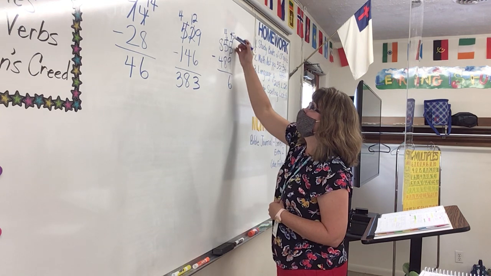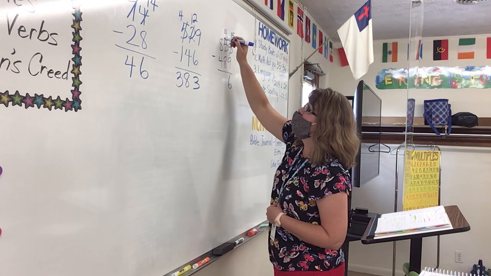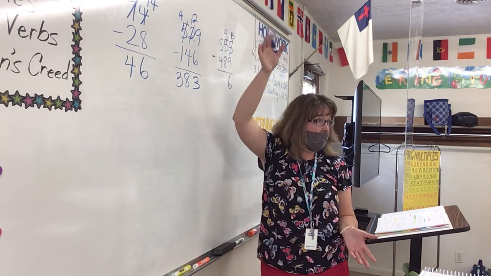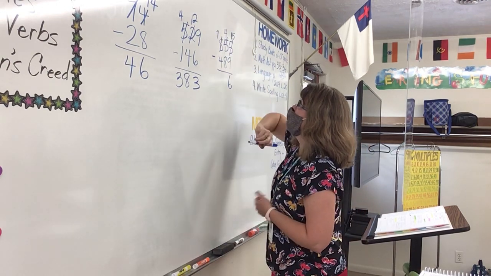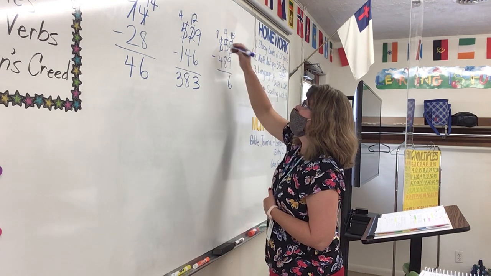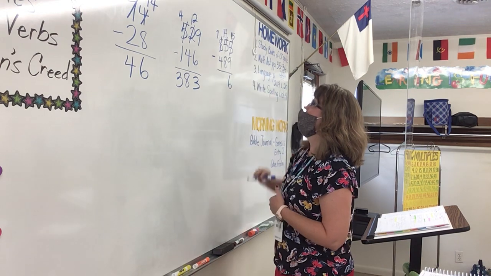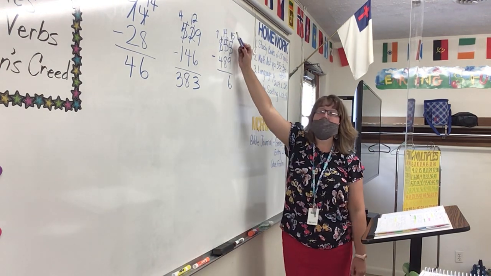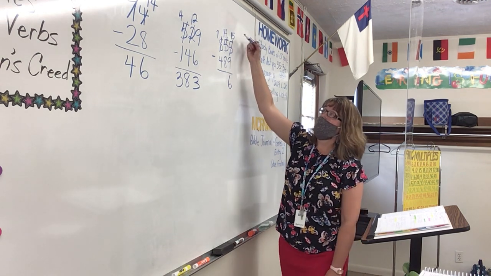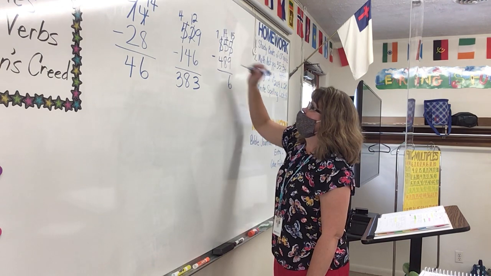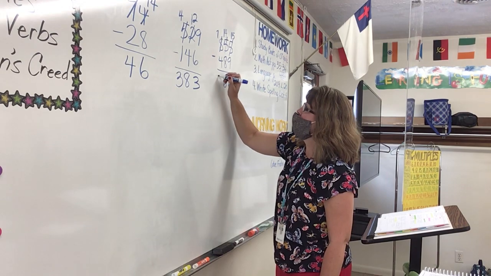Now, can I take 8 from 4? No. So I need to go over to my hundreds, and my 8 is very kind. It's going to give me 100. So he's only a 7 now. And then we're going to add what he let us borrow to the 4. So now it's actually 14 tens, because we're in the tens place. So what is 14 take 8 away? 6. And then 7 minus 4 is 3.